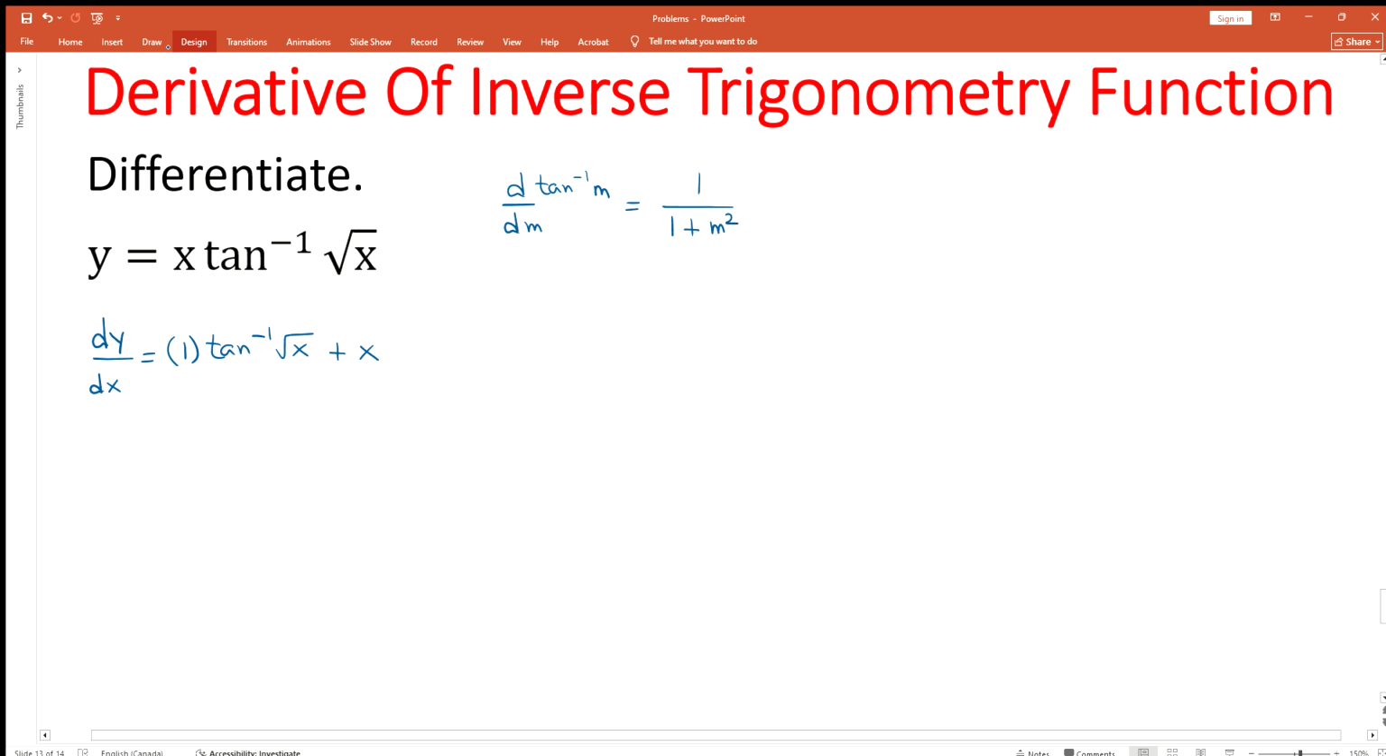So as per this formula, the derivative of the outer function tan inverse is 1 over 1 plus square root of x squared, times the derivative of the inner function square root x with respect to x. Now we can simplify this step.